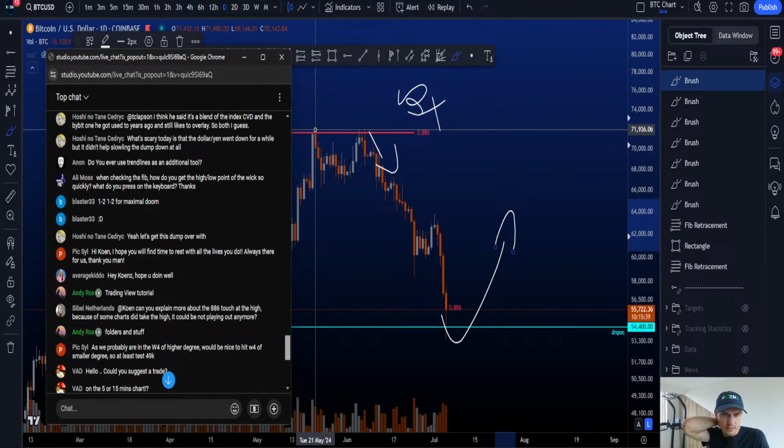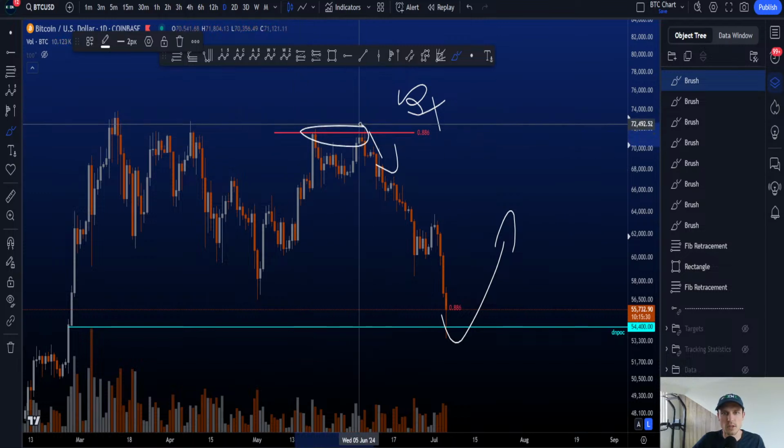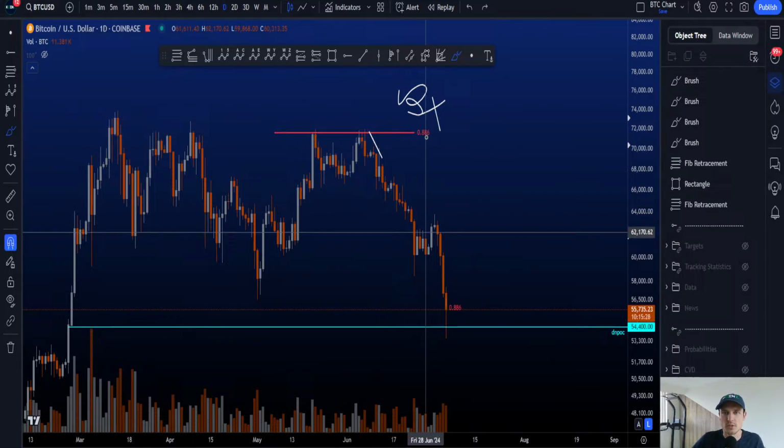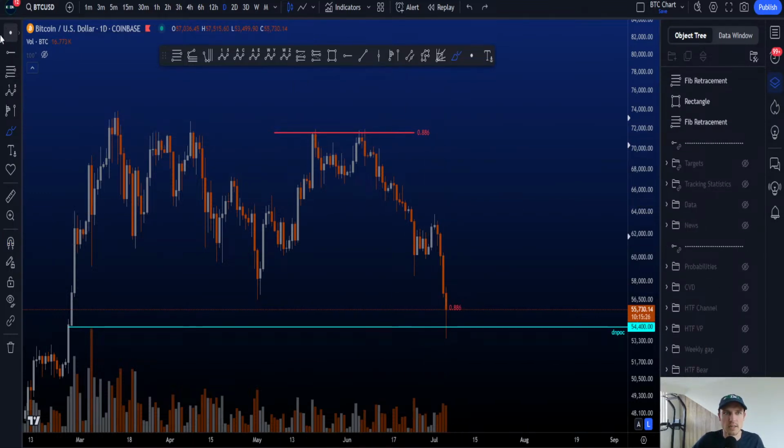Can you explain more about the 886 touch at the high? Because on some charts you take the high, on some you could not. Yeah, so 886 probabilities are irrelevant to the highs in particular here. It's just about touching the 886, which we have done, of course.